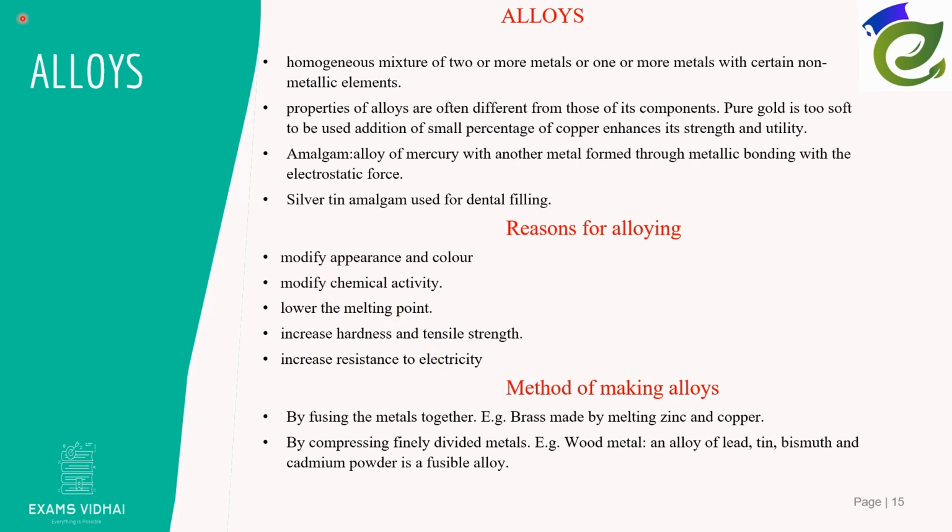Methods of making alloys. By fusing metals together, for example, brass is made by melting zinc and copper. By compressing finely divided metal powder, for example, wood's metal, an alloy of lead, tin, bismuth, and cadmium, is a fusible alloy. Those are the methods of making alloys.